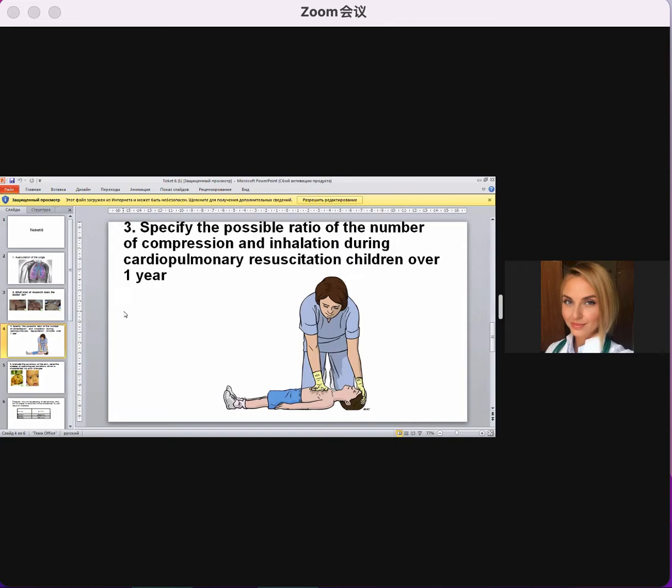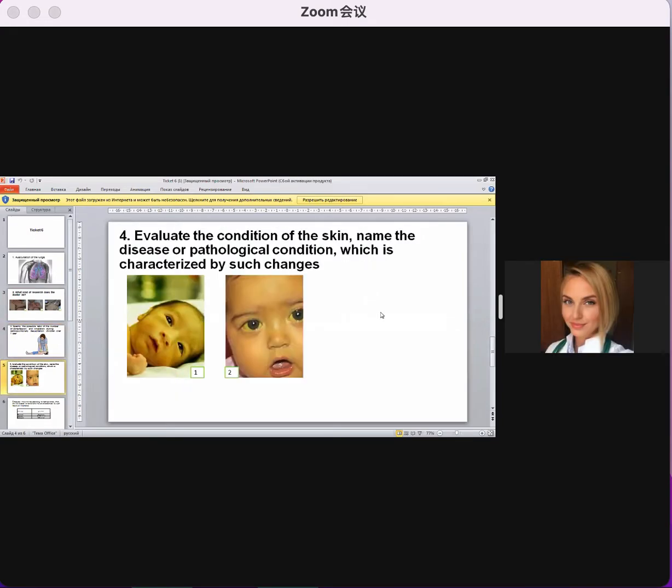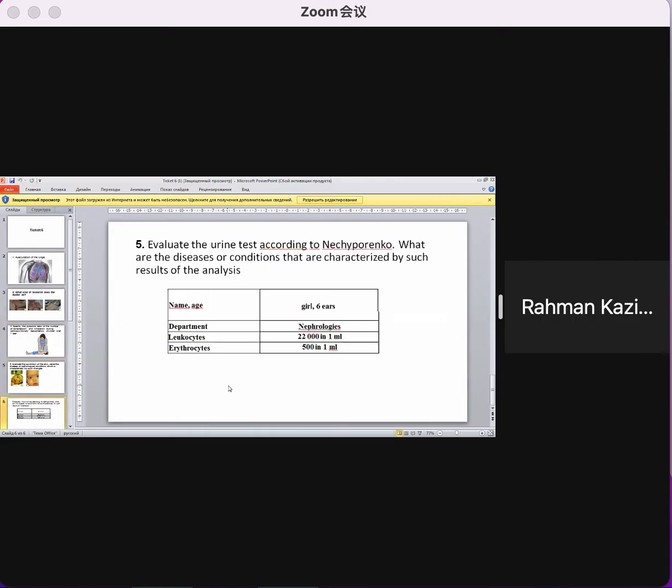Ratio in children over 1 year. This is not difficult. Jaundice, yes, neonatal jaundice. Then this. This is high leukocytes.